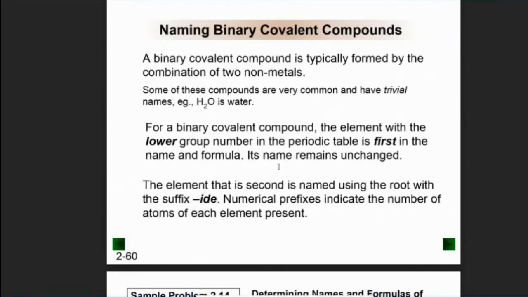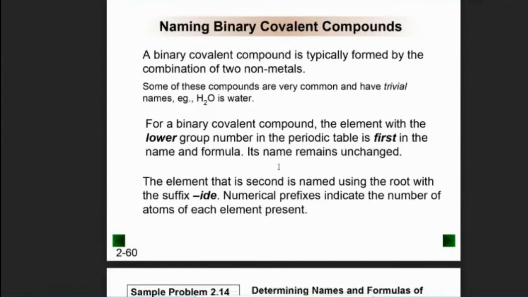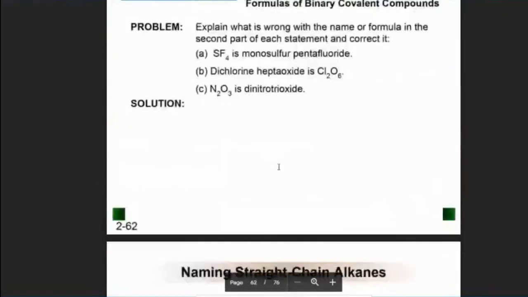You're going to go ahead and write the one with the lower group number first. The lower group number is written first. But we tend to go ahead and have the more electronegative one second, but we're not worried about that. And the ending to the second one, just like in the ionic, if it's an element written second, which it will be for covalent, we make the ending IDE. Okay, and again, we'll do these later in class.